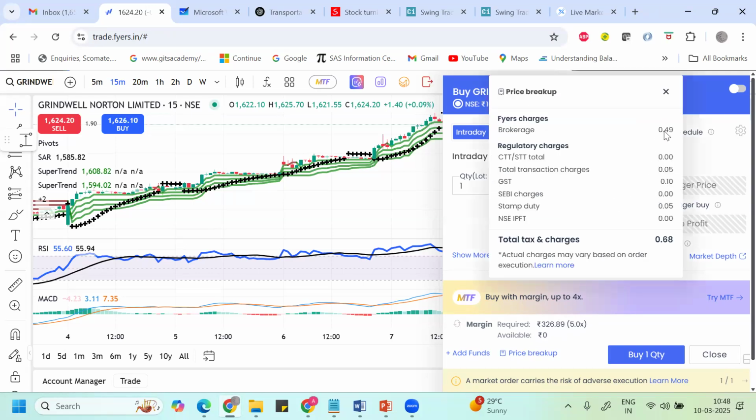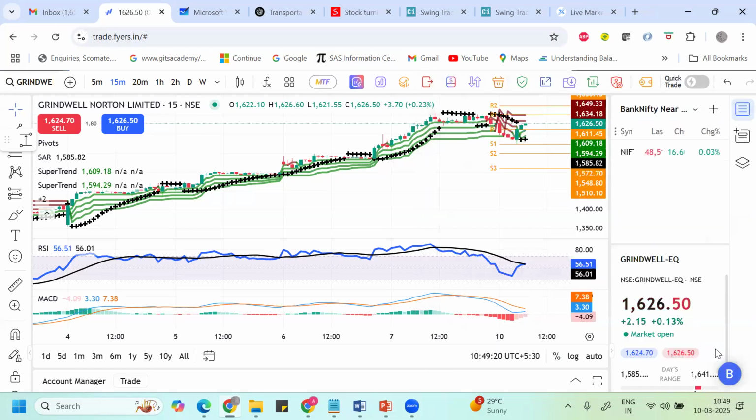These are the charges for the trade. To get into this trade, how much extra do you need to pay? You have to pay a brokerage of 49 paisa, then 5 paisa for the other charge, GST is 10 paisa, and stamp duty is 5 paisa. So in total you just need to pay an extra 68 paisa for getting into this trade. Clear everyone?